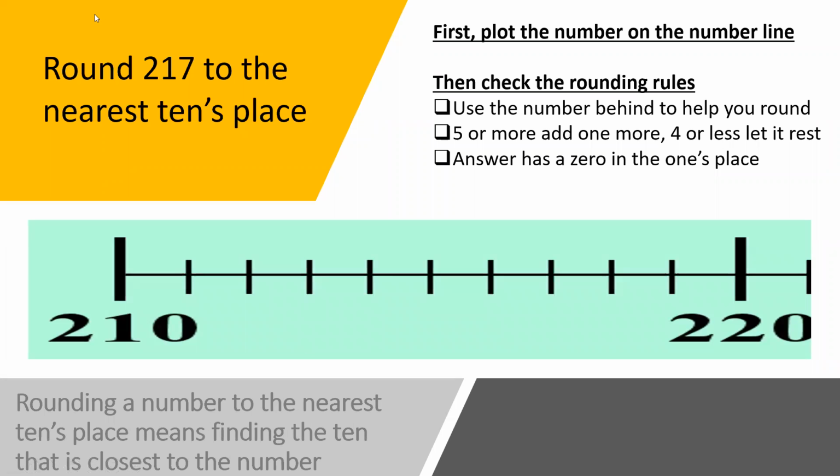All right, so the next step was we have a 3-digit number. So still the first things first, you have to plot the number on the number line. And we are rounding 217. So 210, 211, 212, 213, 214, 215, 216, 217. I'm going to plot my number and then I'm going to write it.